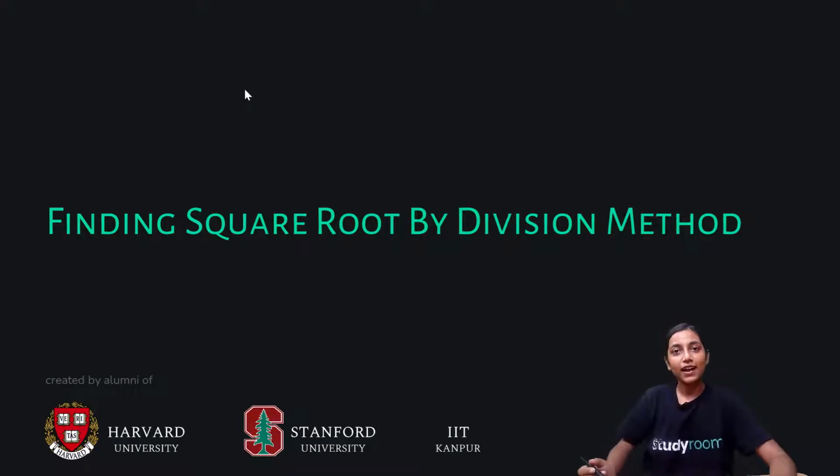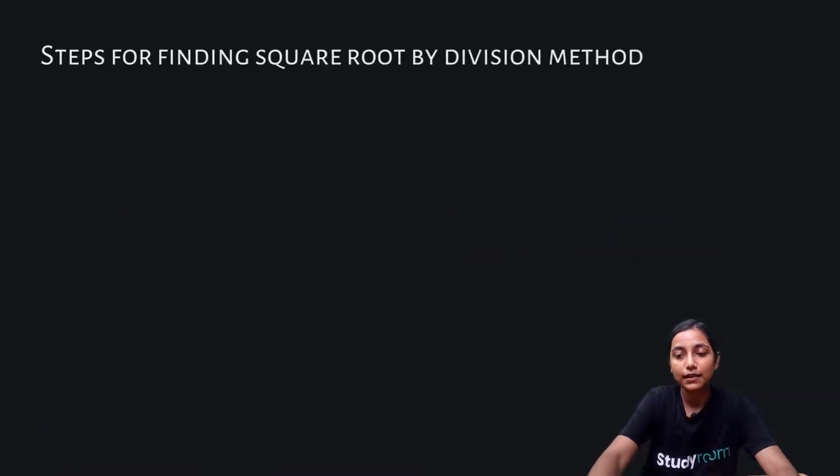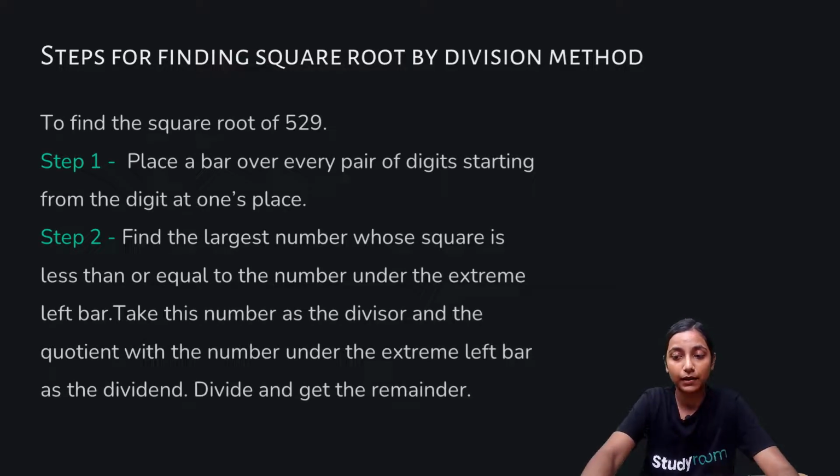Students, welcome back. As I told you, we will be learning one more method for finding square root, and this is that method. The next method is finding square root by the division method. This division method is also known as the long division method. So what is this method? What are the steps for finding square root by this division method?